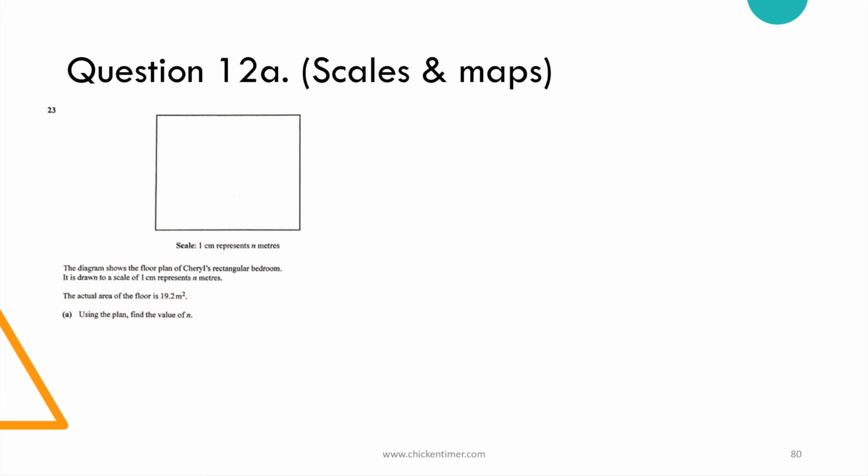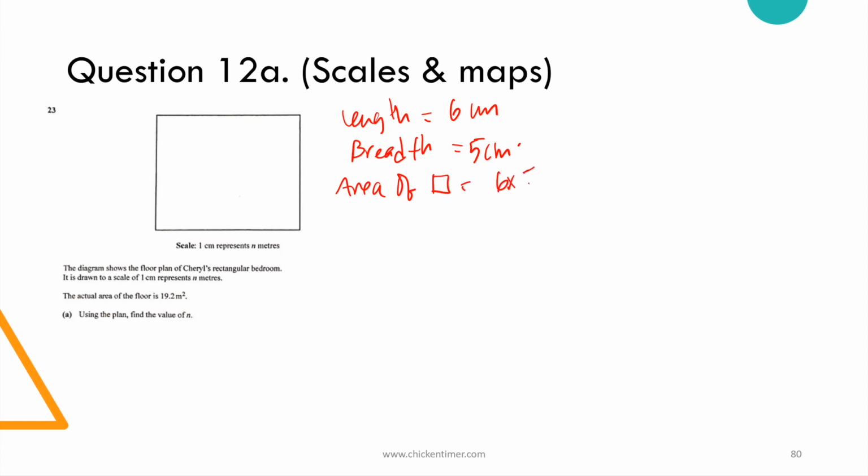So on question 12a, we need to find out the scale that is representing this rectangle. On paper, I measured the length of this rectangle as 6 and the breadth or the width as 5 centimeters. So the area of the rectangle is 6 times 5, which is 30 square centimeters. Given in the question, the actual area of the floor is 19.2. That means 30 square centimeters represents 19.2 square meters.